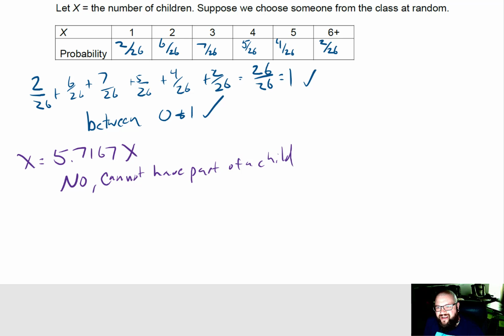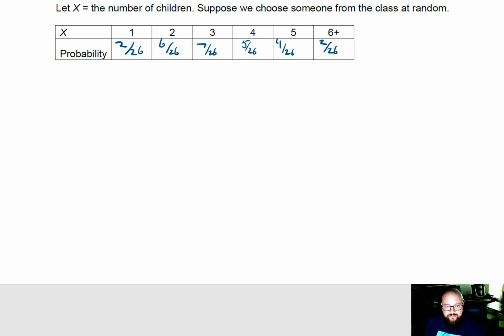So again, no, you cannot have a part of a child, right? So that's telling us that this is discrete. Okay, it's discrete. We're not looking at continuous here. We're looking at a discrete variable, okay? So the next thing let's talk about is let's go ahead and see if we can do a histogram with this. Let's see what we'd have to do to make a histogram for this.